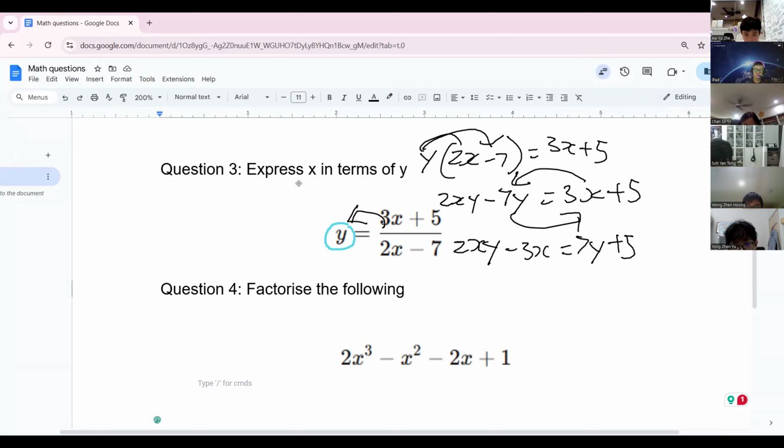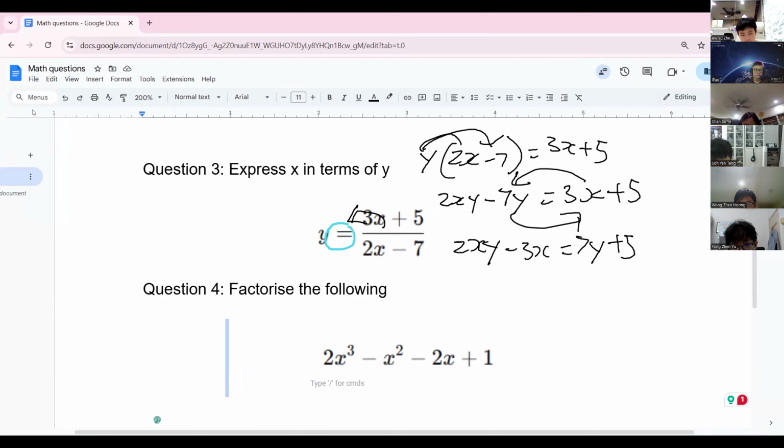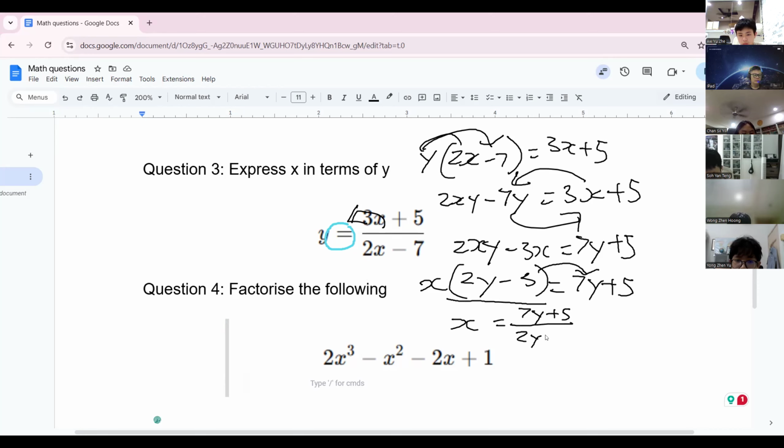So once we have the x here, we can factorize it. So x times (2y minus 3) equals 7y plus 5. So we move the 2y minus 3 here. So it becomes x equals (7y plus 5) over (2y minus 3).